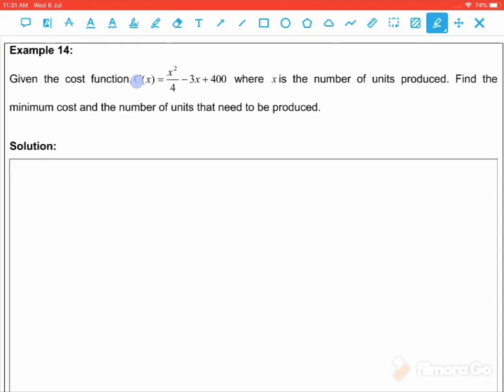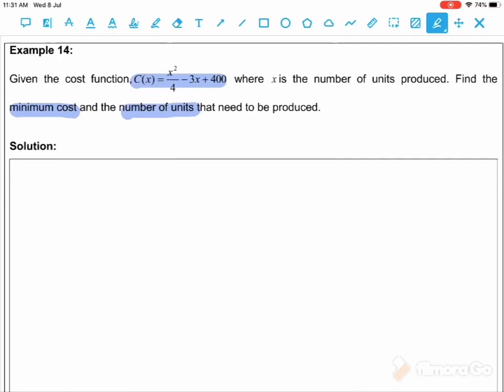Example 14. Given the cost function C(x) is equal to x squared over 4 minus 3x plus 400, where x is the number of units produced. Find the minimum cost and the number of units that need to be produced.